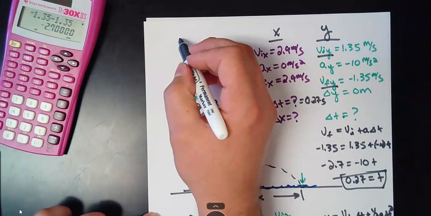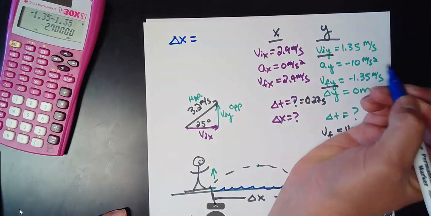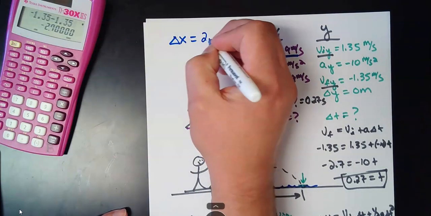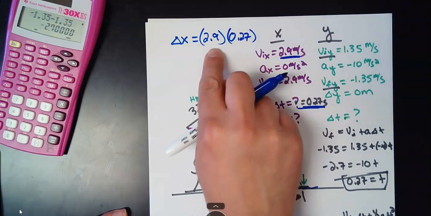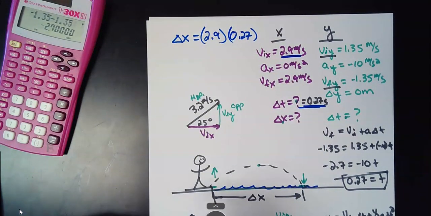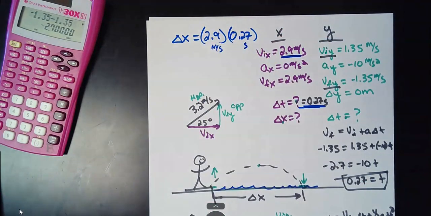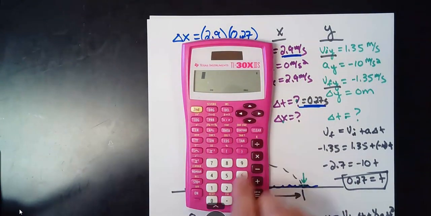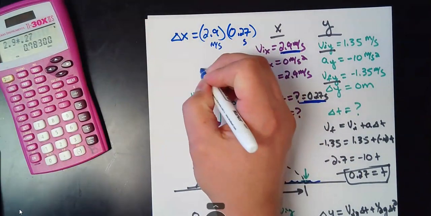And now I can say, hey, in the x direction, that's what I'm going to be working on next. If I want to know how far I go in the x direction, and I know how fast I'm going, 2.9, and I know how long I'm going that fast, 0.27, then I can multiply these two and figure out how far I go. So for instance, if I'm going 10 miles per hour for 3 hours, think about that, 10 miles per hour for 3 hours, I'm going 30 miles. You just multiply my rate times my time. This is 2.9 meters per second times 0.27 seconds. So when I multiply that out, I should get my answer here. 2.9 times 0.27 equals 0.783 meters.